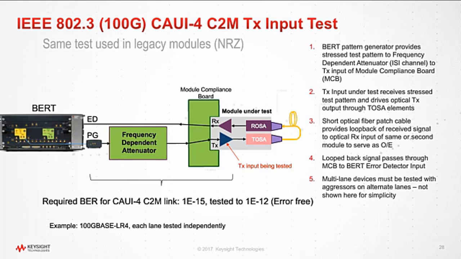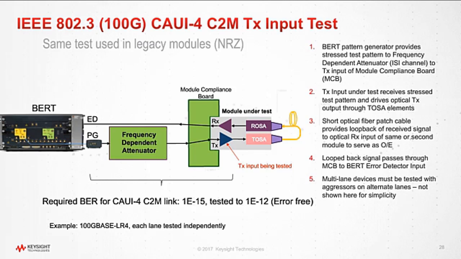So if we're looking at the standard in the 100G case, the chip to module BER requirement is essentially error-free. It's 1E-15. Now that's not practical to test because that takes days to measure. So it's tested to 1E-12. That's what the standard says. We test it to 1E-12, and we're looking for error-free operation.